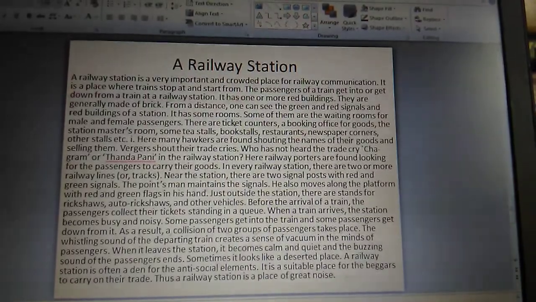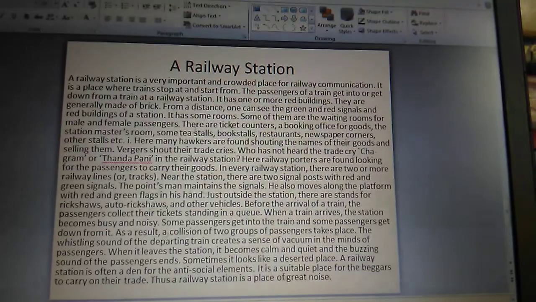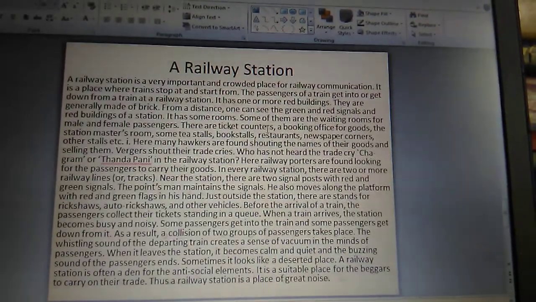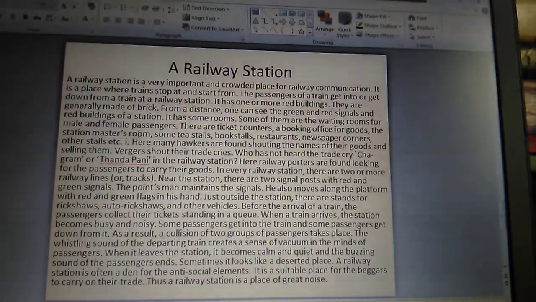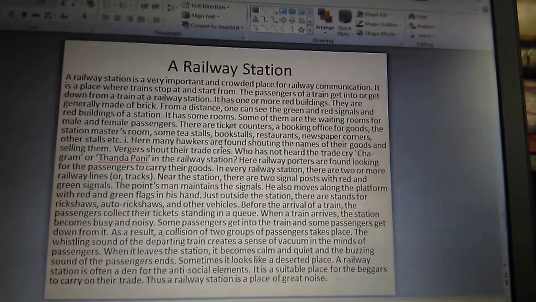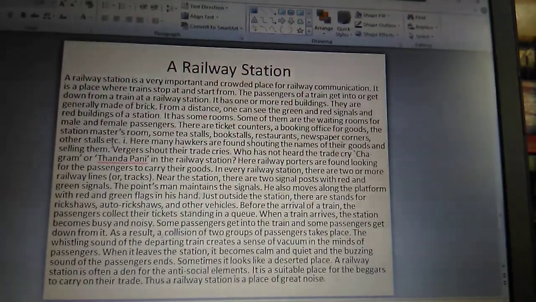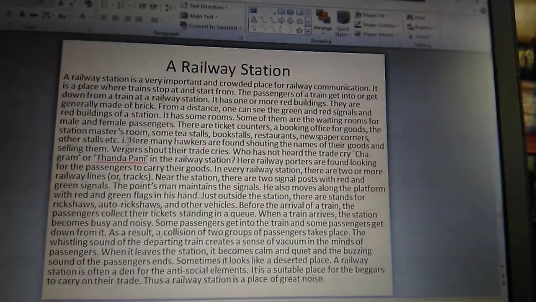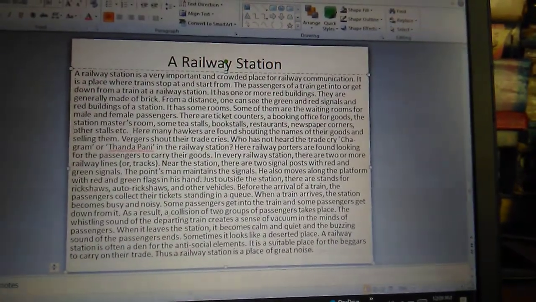It has some rooms. Some of them are waiting rooms for male or female passengers. There is a ticket counter, a booking office for goods, the station master's room, some tea stalls, a book stall, a restaurant, a newspaper corner, and other stalls. You will get many things there.